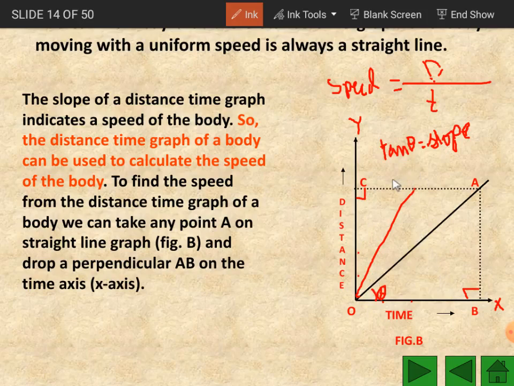Likewise, we can easily find the uniform speed of an object moving with uniform motion, as well as compare the uniform speed of two or more objects from the distance-time graph itself. Got it? Yes, let's see.